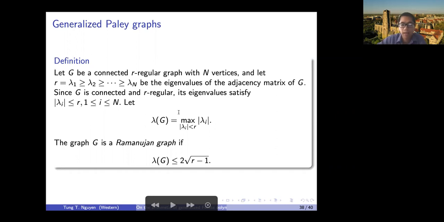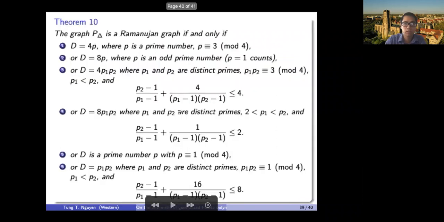And so we call the graph G a Ramanujan graph if lambda(G) satisfies the following inequality: lambda(G) is at most 2 times the square root of r minus 1. And so here's a complete classification of Paley graphs that are Ramanujan. From the spectral calculation, we know that the D here, this conductor, cannot have too many prime factors. In fact, you can see that it can have at most 3 prime factors. And furthermore, by the restriction of being Ramanujan, we have some relations between the prime factors.